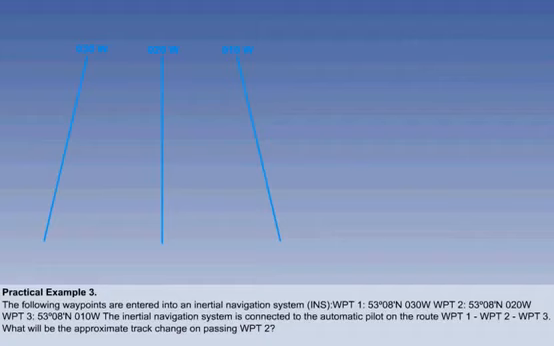Firstly, let's envisage the situation. We have 3 meridians at 10-degree intervals. The 3 waypoints are all at latitude 53°08' north, which, as a parallel of latitude, forms a rhumb line. However, you should remember from your instrument studies that INS steers the aircraft on a great circle track. It takes the aircraft from waypoint 1 to waypoint 2, and then from waypoint 2 to waypoint 3. This produces a significant track change at waypoint 2.